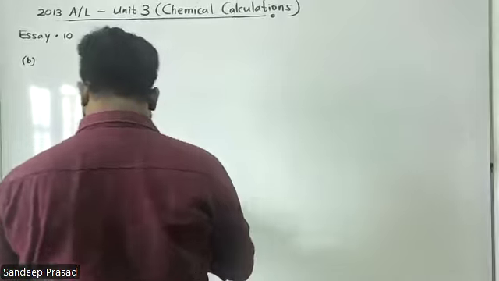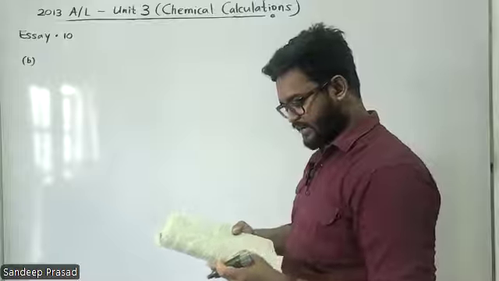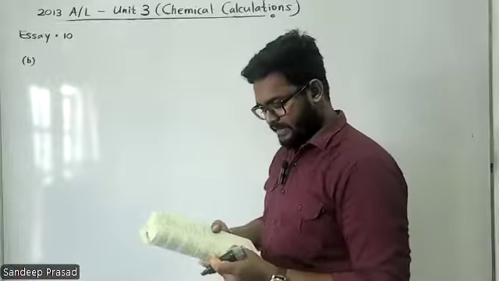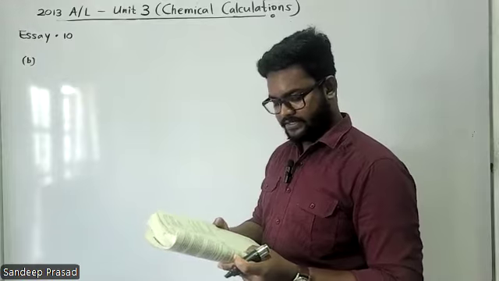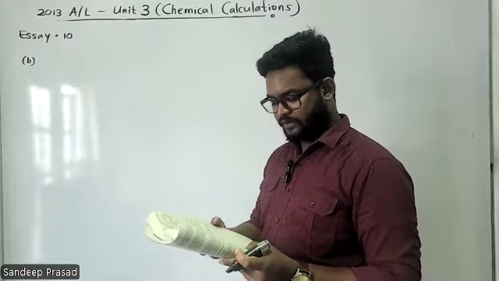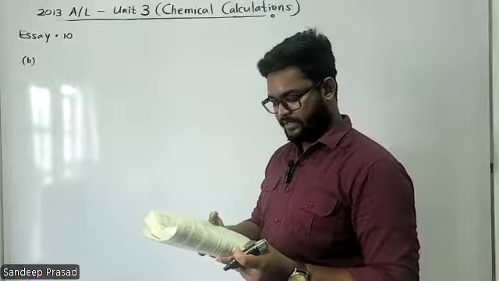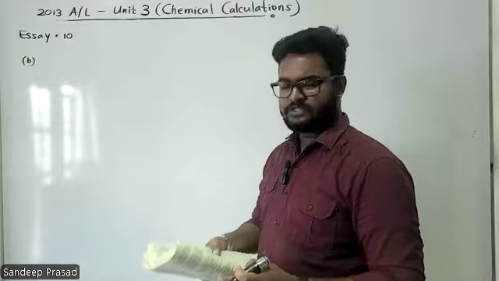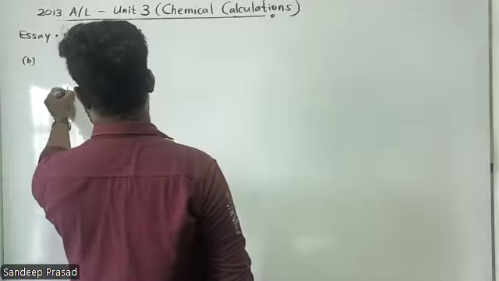A solution T has been prepared by dissolving 0.3 grams of ferrous oxalate in dilute sulfuric acid. The solution was heated to 65 degrees Celsius. Calculate the volume of 0.025 moles per cubic decimeter potassium permanganate solution reacted completely with it. So that's very easy. So this is a kind of MCQ question.